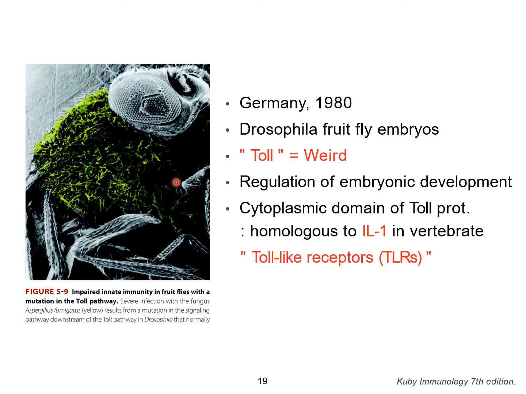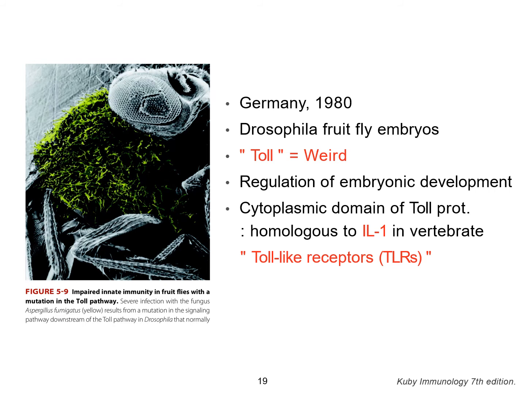Toll-like receptors were first recognized in Drosophila fruit fly embryos in Germany in 1980, and the word toll means weird. You can see in the picture this is a fruit fly embryo. It regulates the embryonic development of those embryos. The cytoplasmic domain of the toll protein was found to be homologous to IL-1 in vertebrates, so they named them toll-like receptors. These are found in large numbers in mammals, including human beings.